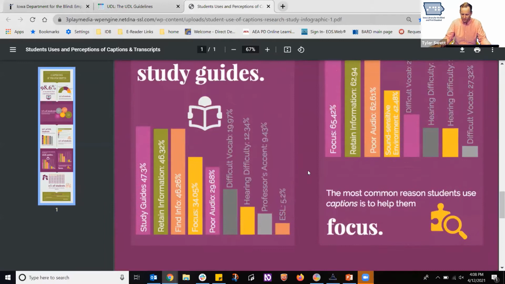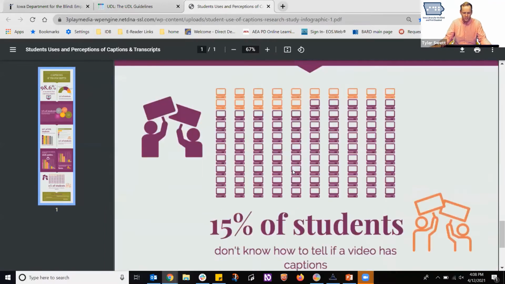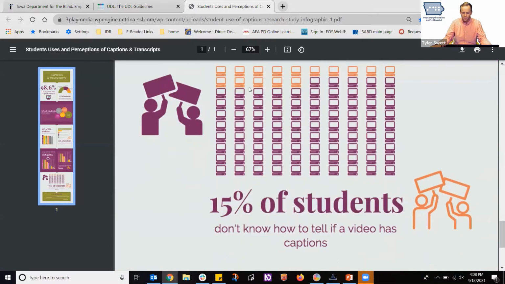And there's a few other things here talking about focus and just using captions. And here's the other thing: when we talk about a lot of students using them, there's still 15% of students during this survey that didn't know how to tell if a video has captions. So within that 15%, there's definitely most of them that would benefit from having access to those captions or a transcript of what the video or speech was about.